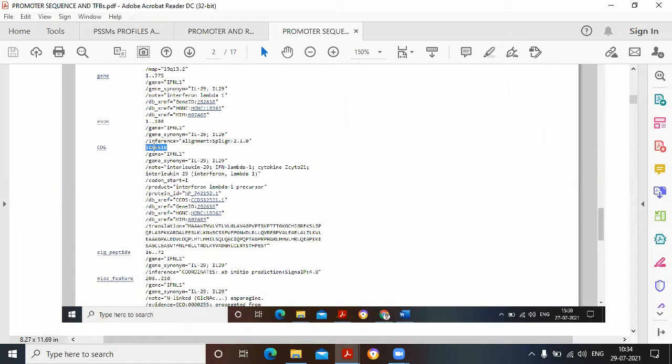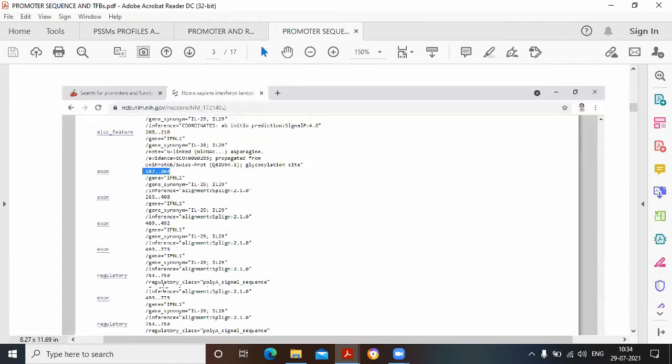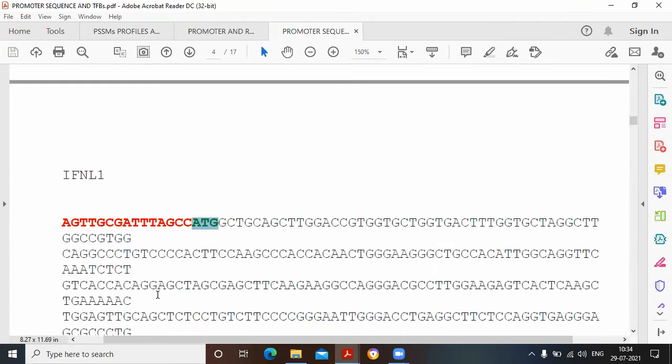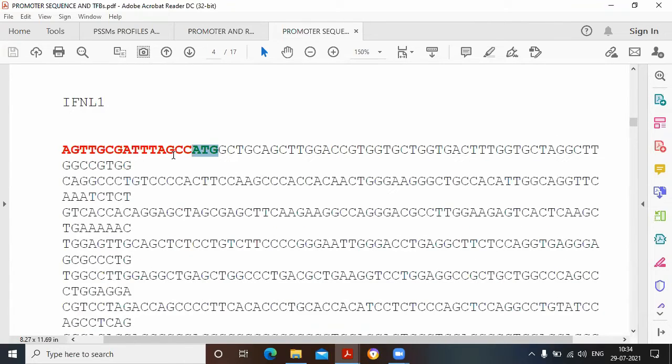And before that, whatever the portion is present in this sequence, that is called the 5' untranslated region. So these 15 alphabets are the 5' untranslated region, and that's why I have highlighted each. And ATG, I have highlighted with the green because this is the starting region. From here actually protein is going to start, and that information only is given to the NCBI.